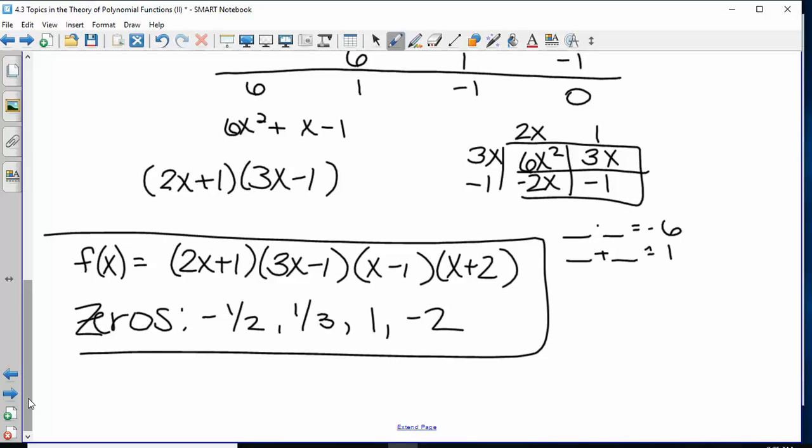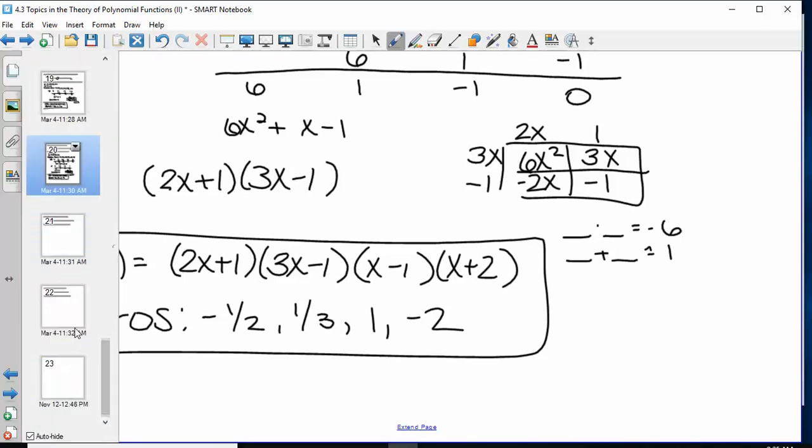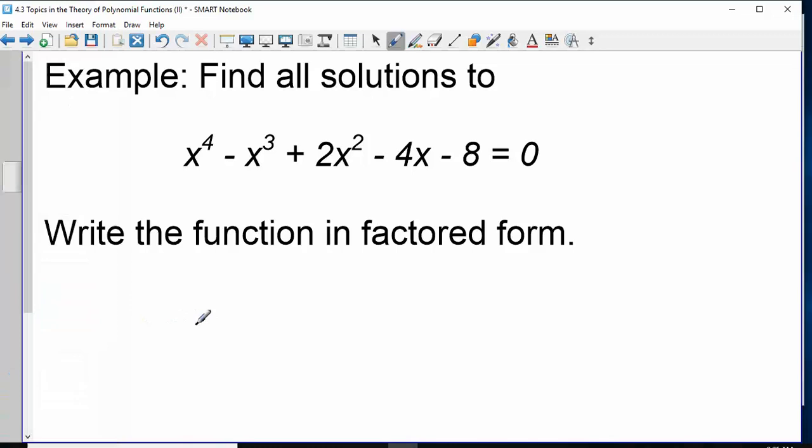Is that okay? How are we doing with these? Need more? Let's try another one. Let's do this one.